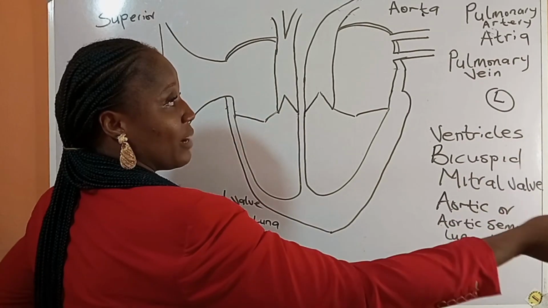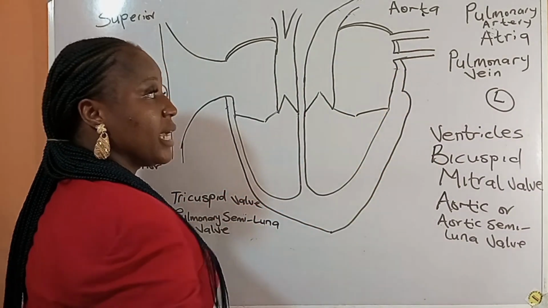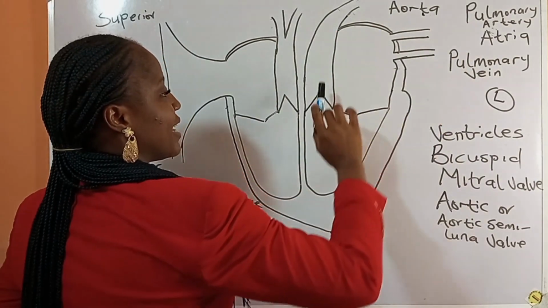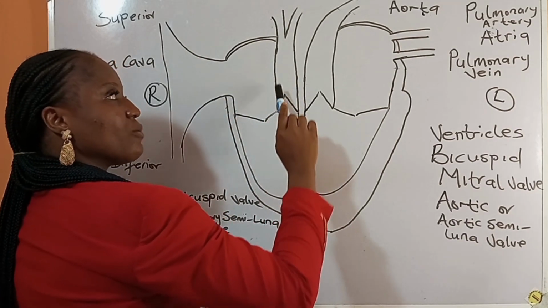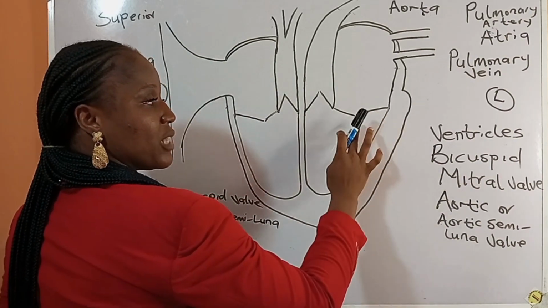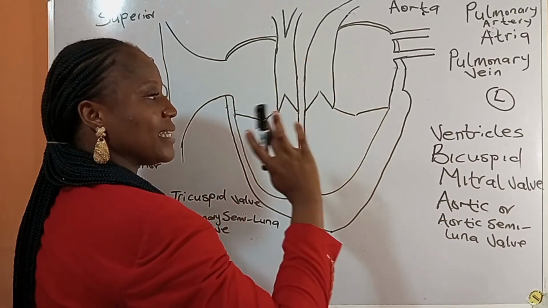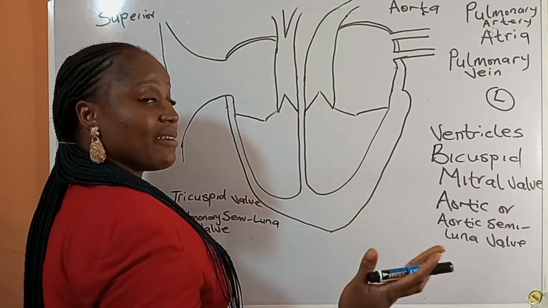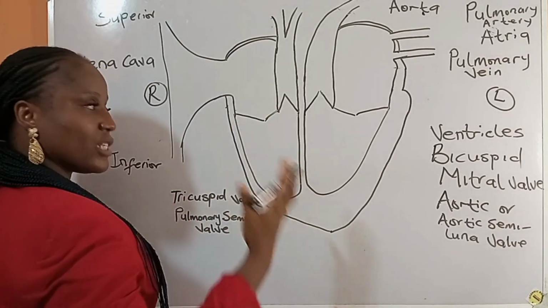We also made reference to the pulmonary veins, which bring blood back into the what? Into the left atria. And then we have the aorta, which is the blood vessel leaving the heart, and the pulmonary artery, which carries blood away from the heart into the lungs. For the valves, this one is known as the bicuspid or the mitral valve, and we have the aortic or the aortic semilunar valve. Then the valve guarding the pulmonary artery is known as the pulmonary valve, and the valve separating the right ventricle from the right atria is known as the tricuspid valve.